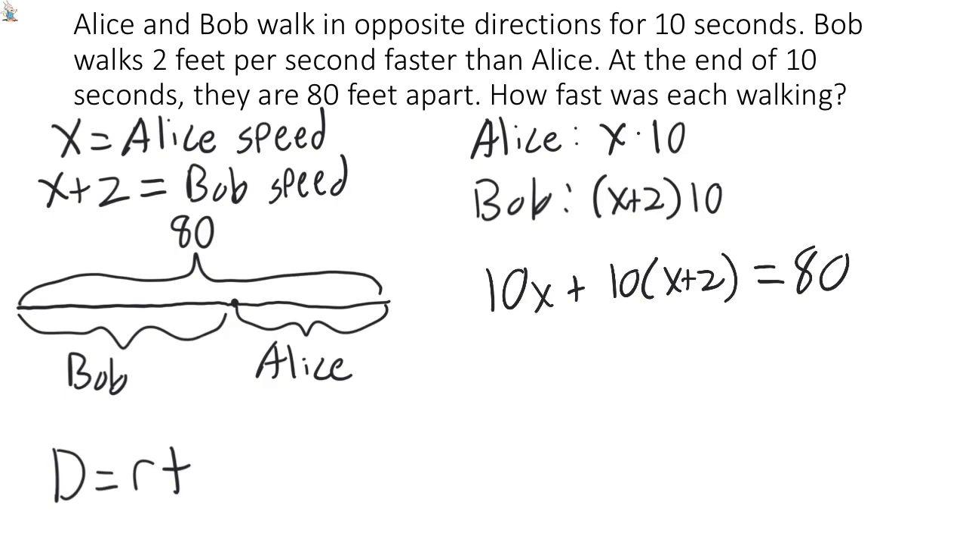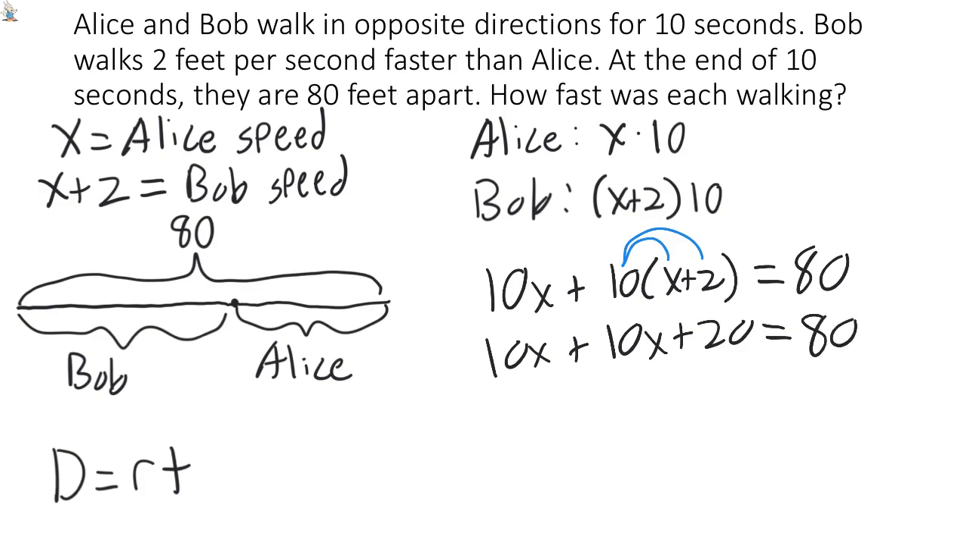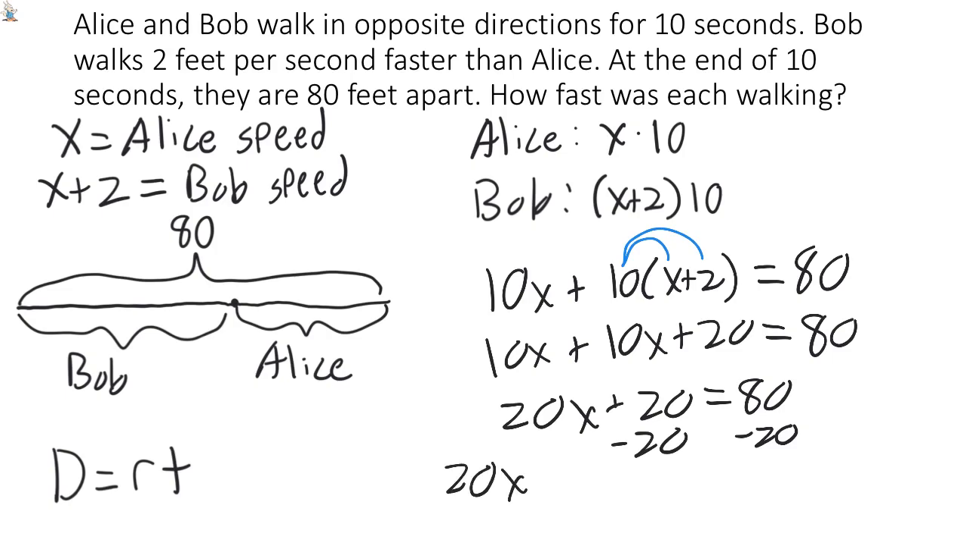From here, we can solve for x, and that will tell us part of our answer. So first we can distribute the 10 inside the parentheses, and we get 10x plus 10x plus 20 equals 80. Combining like terms tells us that 20x plus 20 equals 80. And then subtract 20 from each side, which tells us that 20x equals 60. And then by dividing by 20, we know that x is equal to 3.